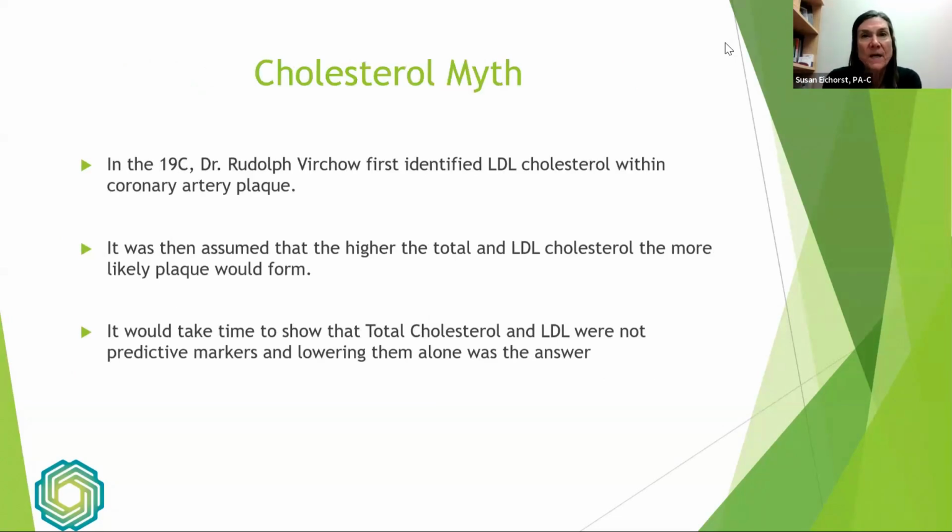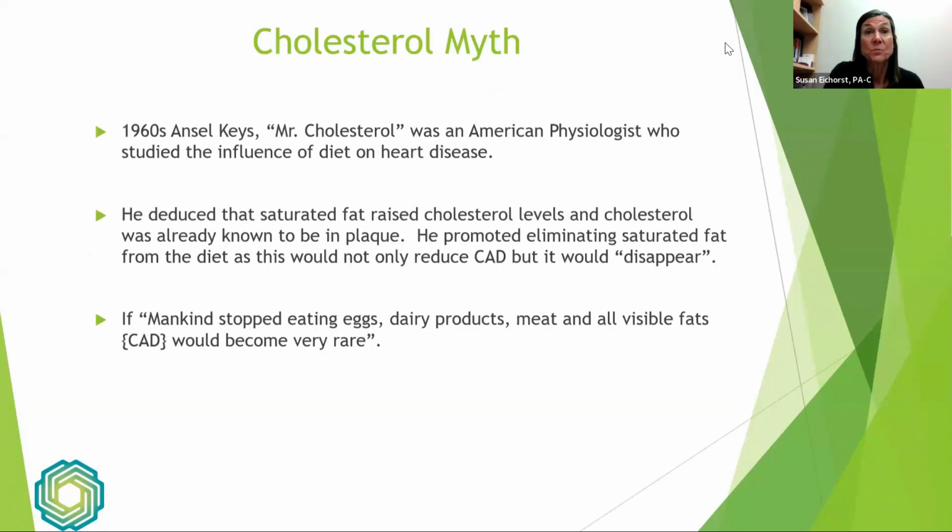When you look way back into the 1800s, Dr. Rudolf Virchow, his name is all over the medical literature, first identified that LDL cholesterol is found within these arterial plaques. So it then started to be assumed that if there are higher levels of these cholesterol particles, then it's more likely that plaque will accumulate in these arteries. It would take much time to really find out that the total cholesterol and the LDL are not good predictive markers at all, and that lowering them is really not the answer.